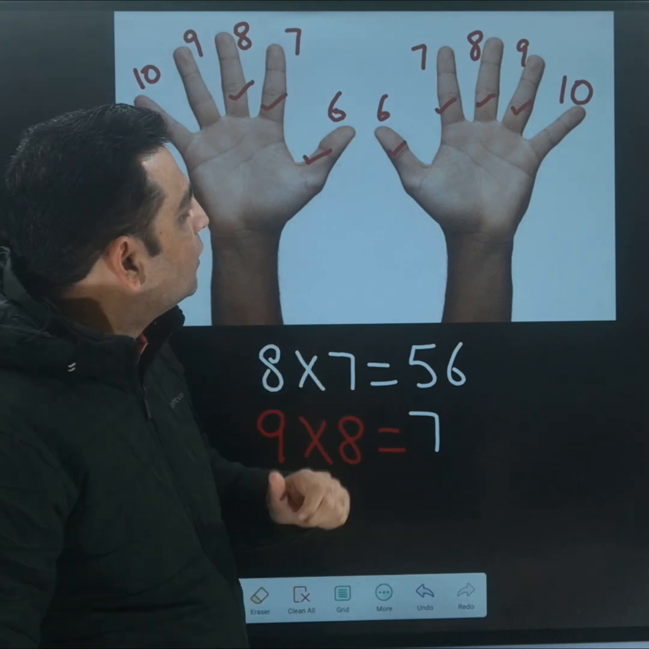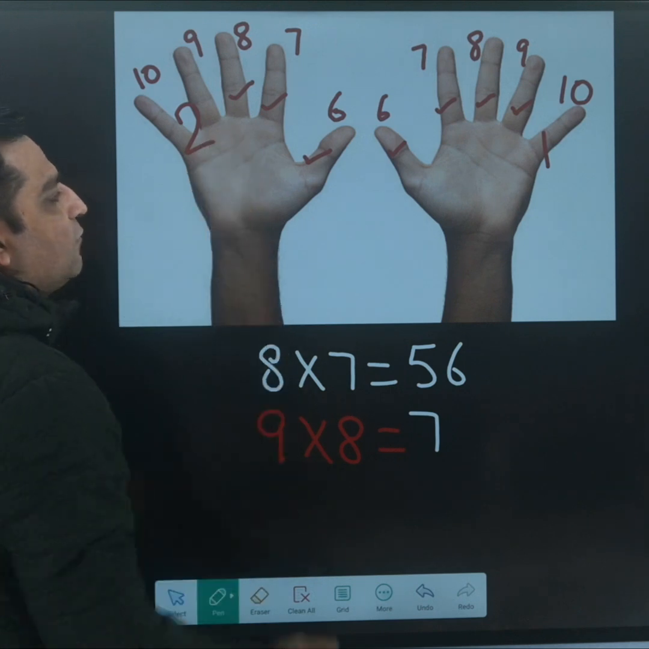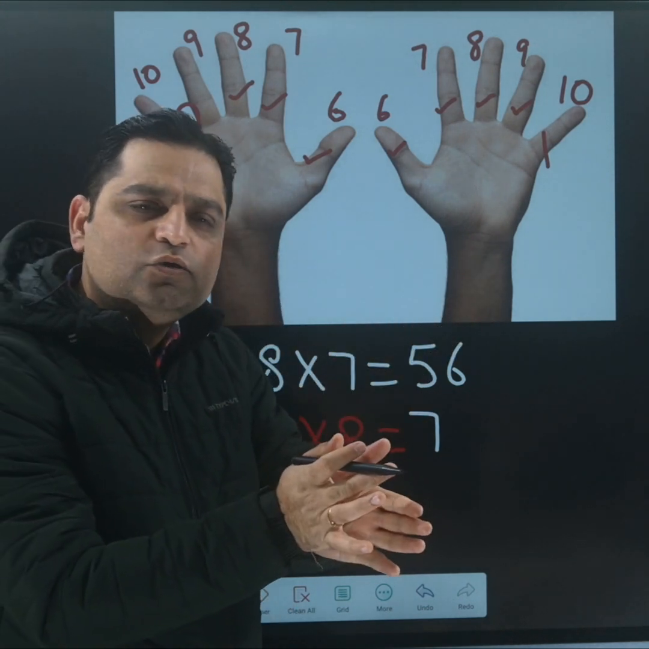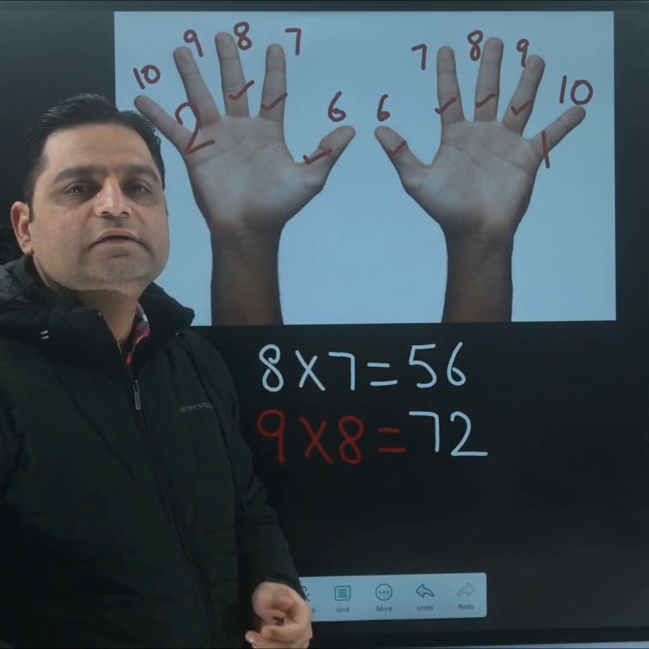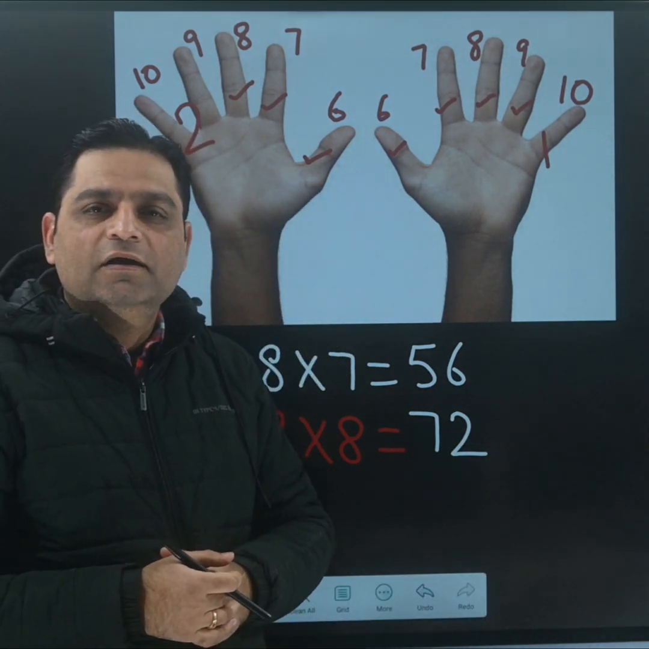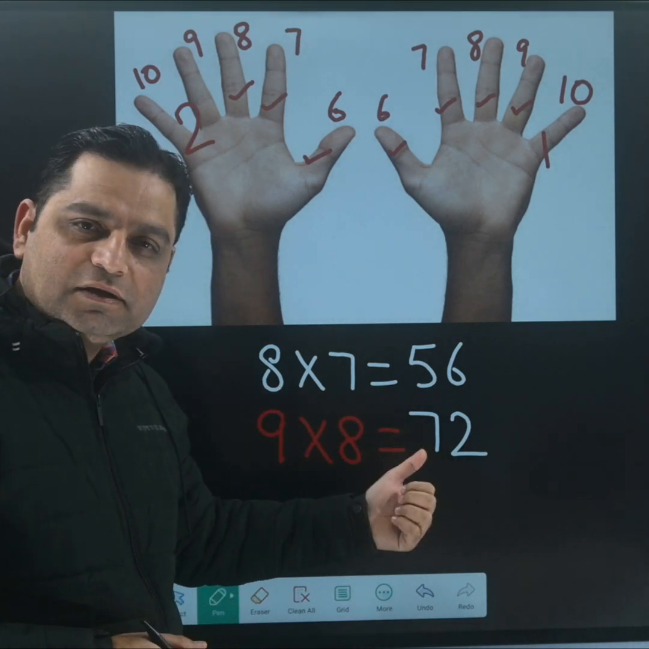And how many fingers are we left with? 1 finger is left on this side, 2 fingers are left on this side. Multiply them. 2 multiply 1 is 2. So your answer is 72. I hope this is making sense. Finding 8 multiply 7, 9 multiply 8.